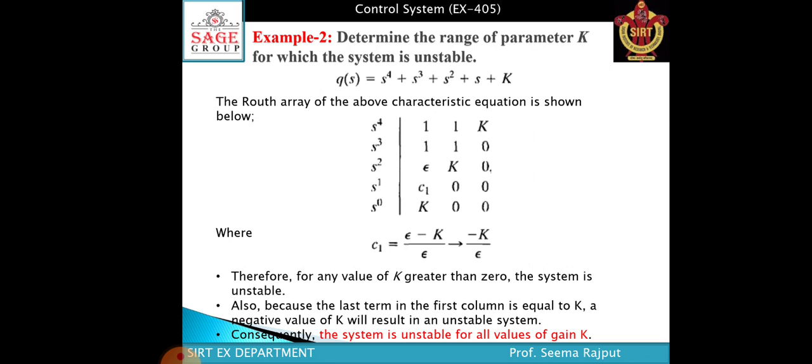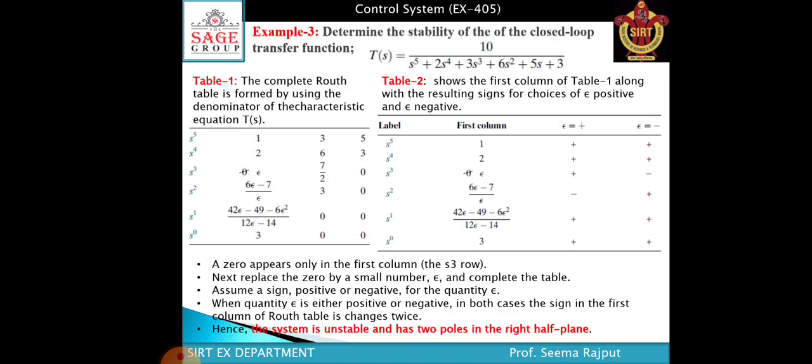Okay, now therefore for any value of k greater than 0 the system is unstable, and also because the last term in the first column is equal to k, a negative value of k will result in an unstable system. Consequently, the system is unstable for all values of gain k. Okay, and that is example 2.